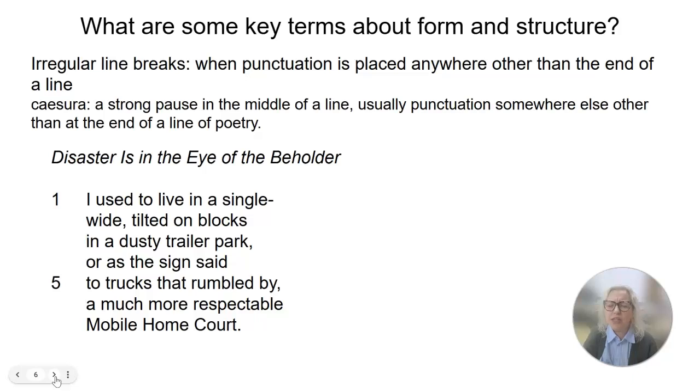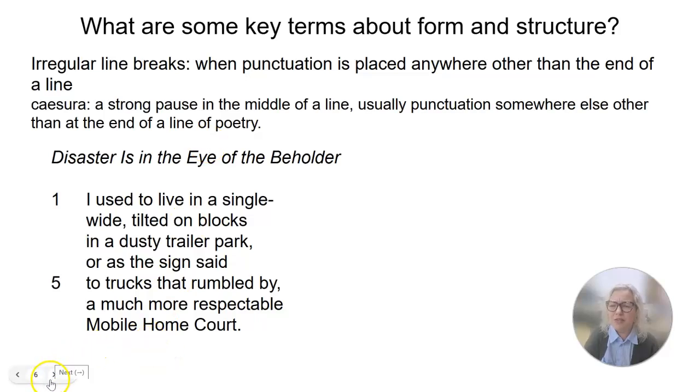Key terms, more key terms, irregular line breaks. Line breaks are a key term, just knowing what they are. But looking for irregular line breaks is a really good thing to look for in modern poetry. The fancy word for punctuation in the middle of a line is caesura. It's a strong pause in the middle of a line, usually punctuation somewhere other than at the end of a line of poetry.